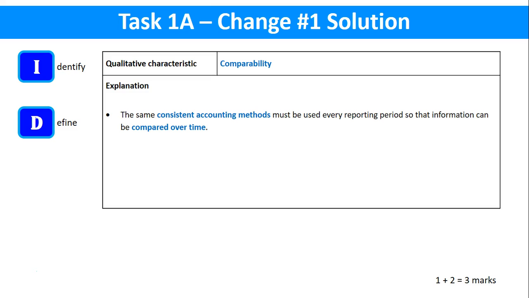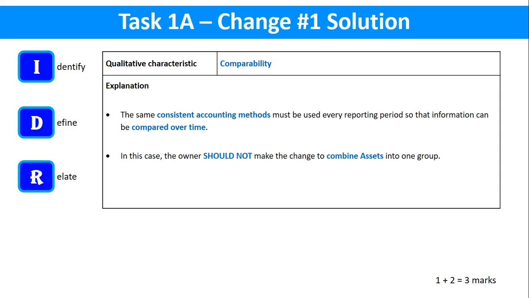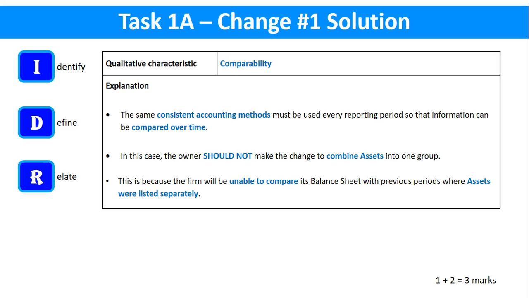Now what we haven't done is related that to this question, so we always want to finish by relating it to the problem at hand. So in this case, we're saying the owner should not make the change to combine the assets into one group because she will be unable to compare the balance sheet with previous periods where assets were listed separately.